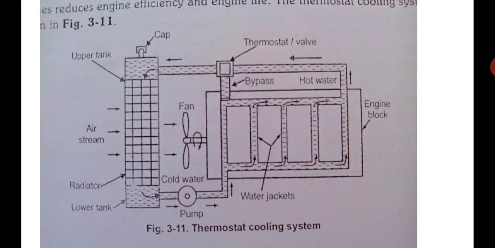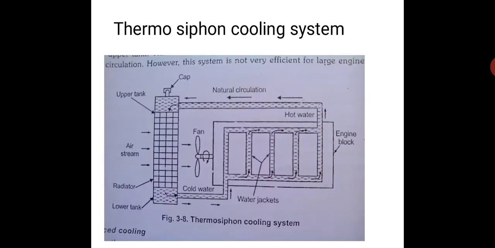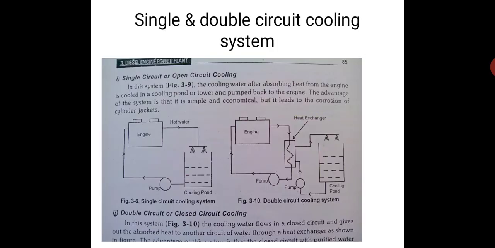Once a preset temperature of say 70-75 degrees centigrade is attained by the water, then this thermostat valve will open and it will allow the hot water to flow to the radiator. So this is the role of the thermostat valve, and this is known as the thermostat cooling system. Very frequently asked in university examinations. We have seen the thermosiphon method as well as the thermostat cooling method.